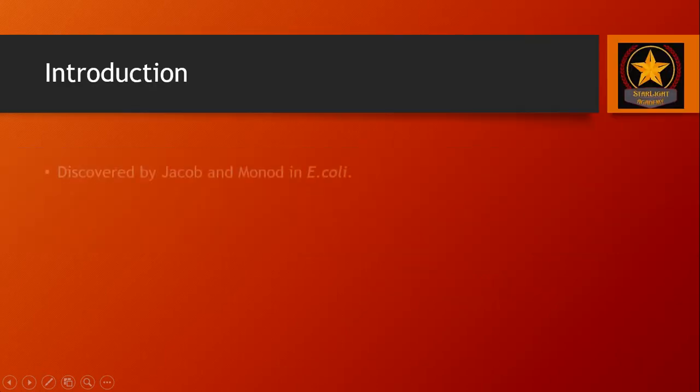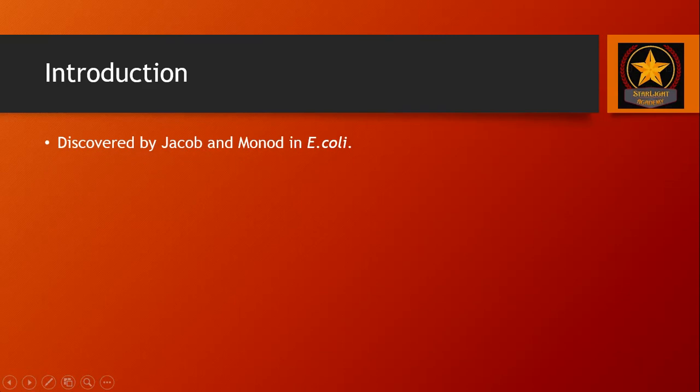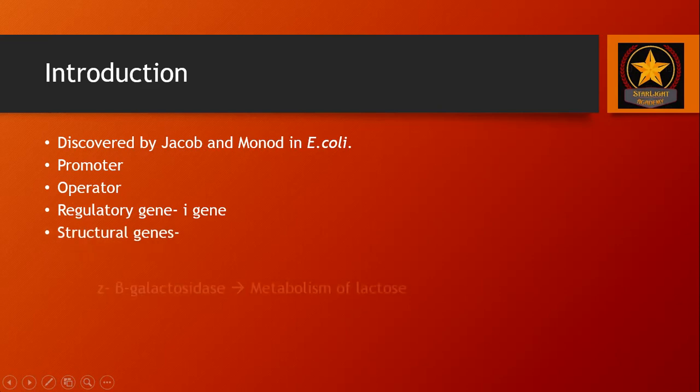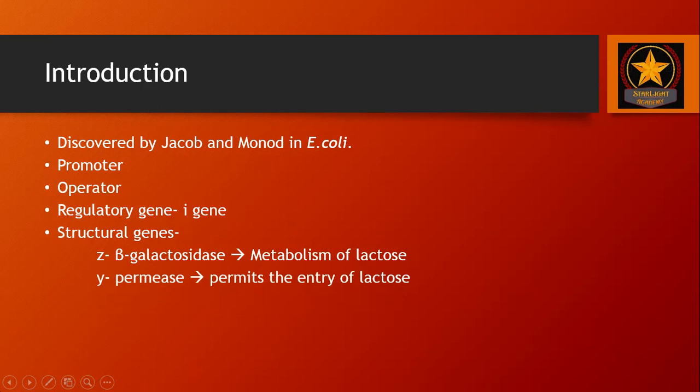Now, Lac Operon was discovered by Jacob and Monod in the genome of E. coli. This operon consists of the following genes. First is a promoter region to which DNA-dependent RNA polymerase goes and binds. The operator region, which when switched on will result in the transcription of the genes in the operon and vice versa. A regulatory gene called I gene, which is the inhibitory gene, and three structural genes, namely Z, Y, and A.